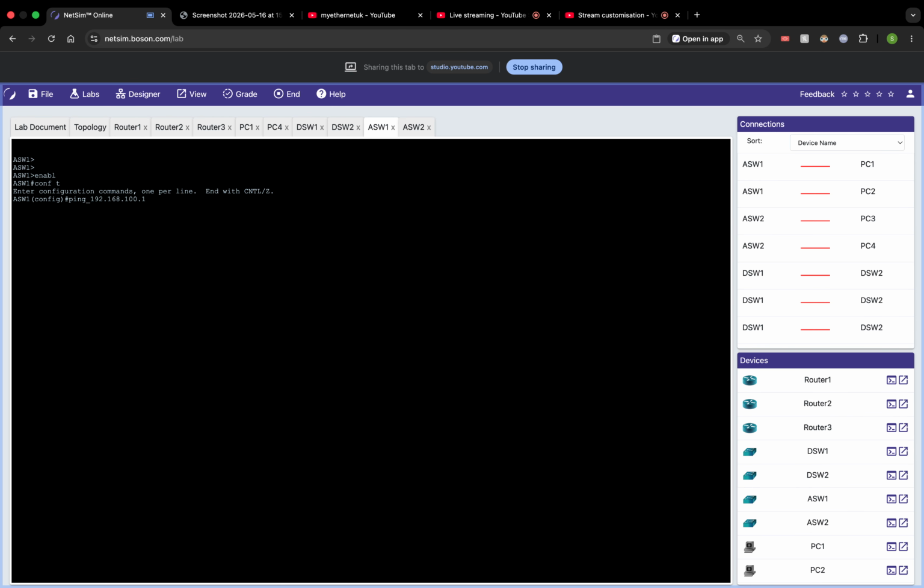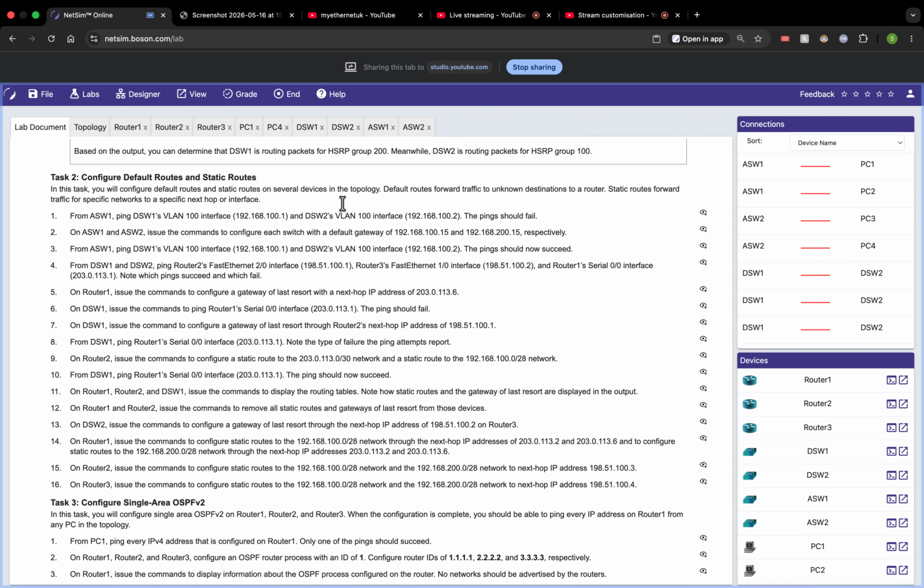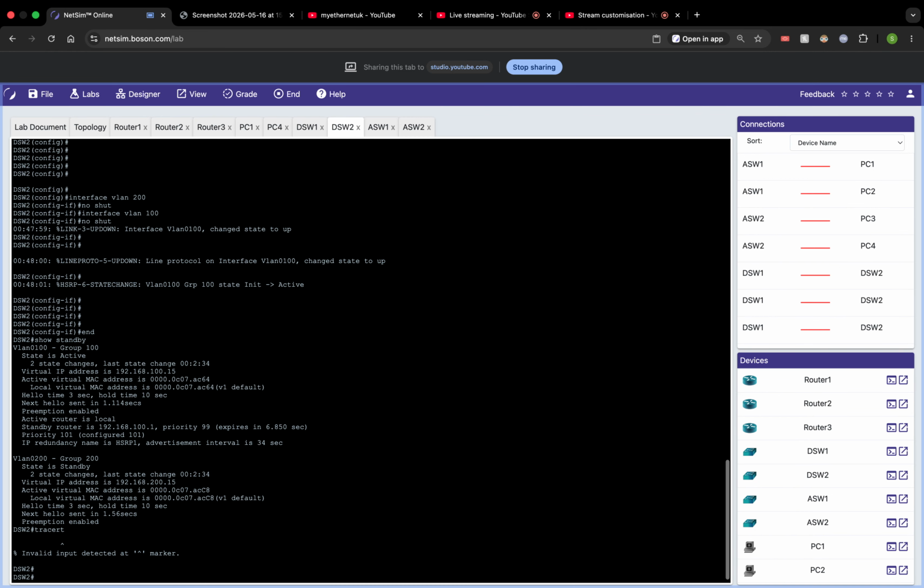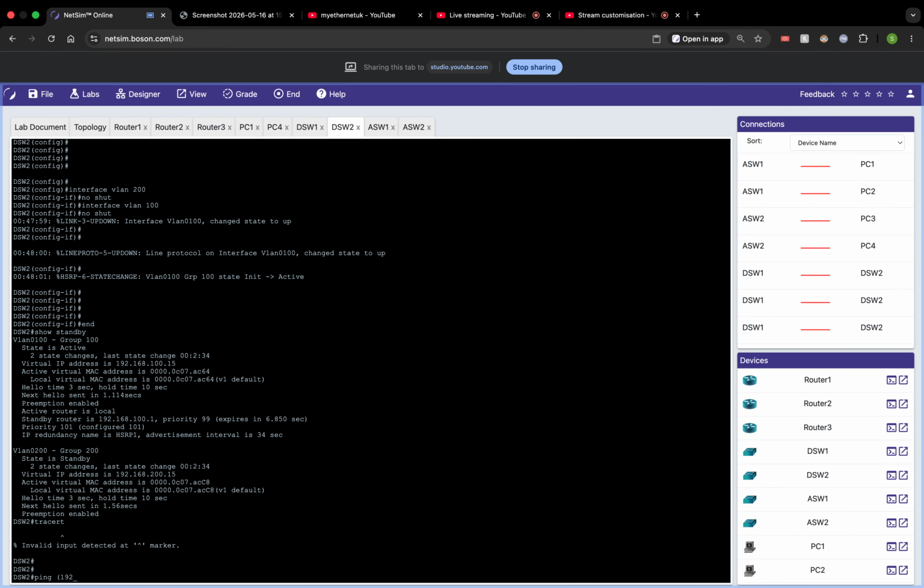Default route 0.0.0.0 is used when we can't find a match, so we just send it through the default route. A static route is manually configured, with specific networks going to a specific next hop or interface.